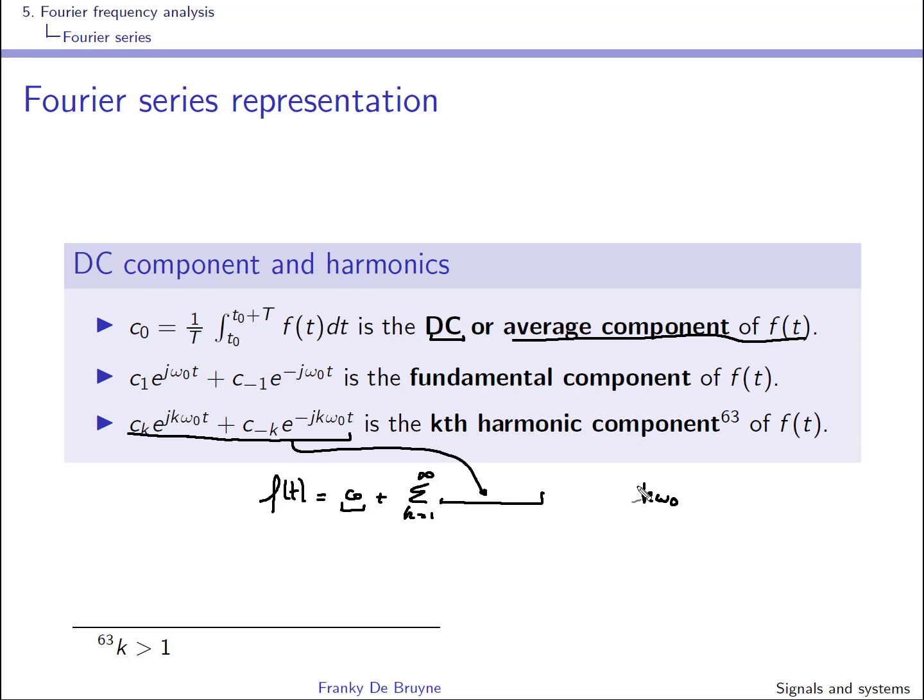And then you have, of course, terms in this sum that will correspond to the kth harmonic of the fundamental frequency, k times omega 0, and this is why a term in this sum with a k that is larger than 1 will be called the kth harmonic component of f(t). If k is equal to 1, then it's the term in the decomposition that corresponds to the fundamental frequency, so this term will be called the fundamental component of f(t).